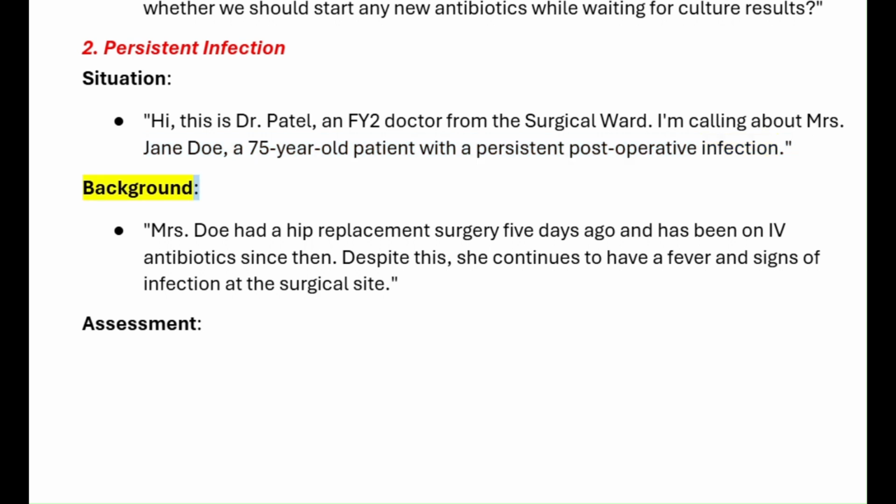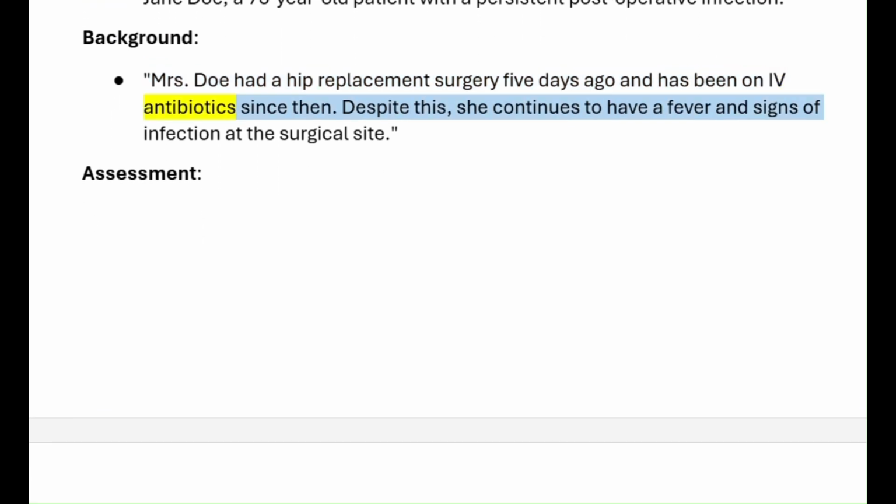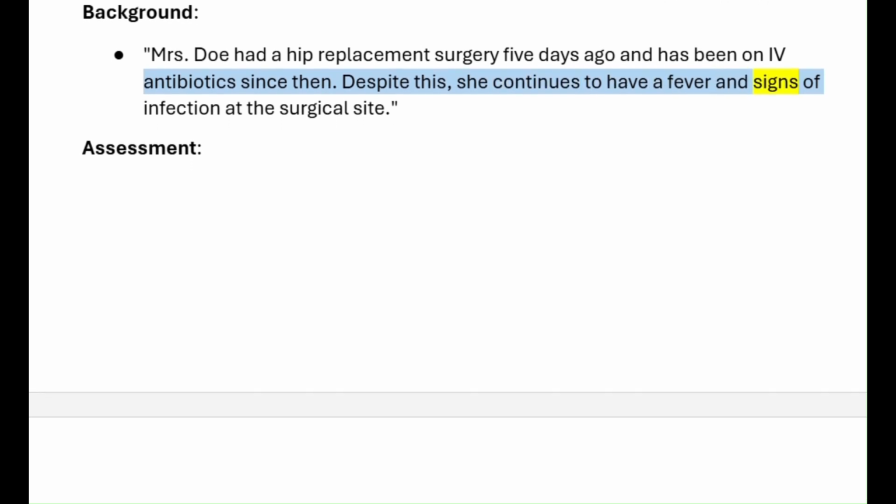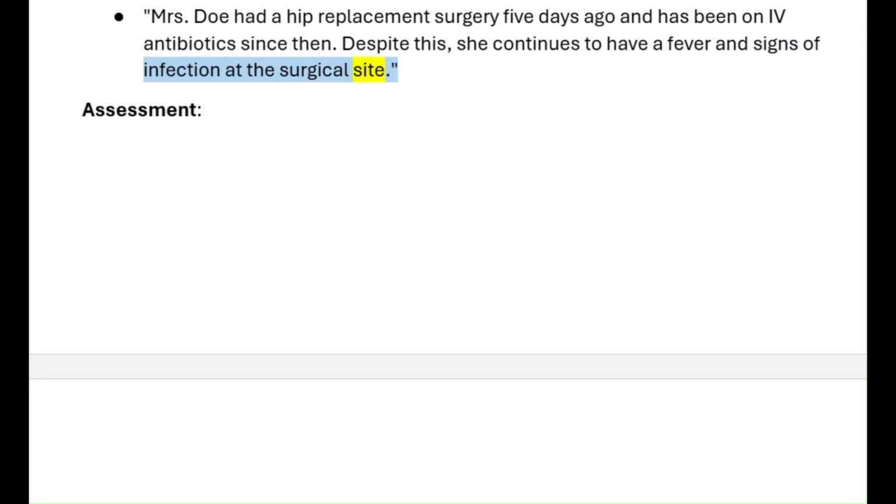Background. Mrs. Doe had a hip replacement surgery 5 days ago and has been on 4 antibiotics since then. Despite this, she continues to have a fever and signs of infection at the surgical site.